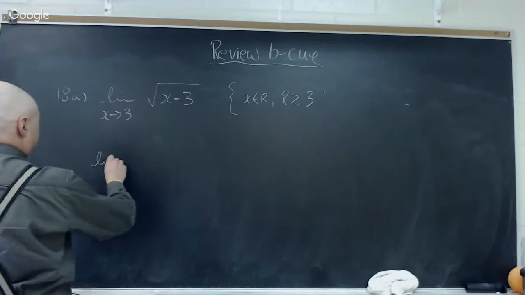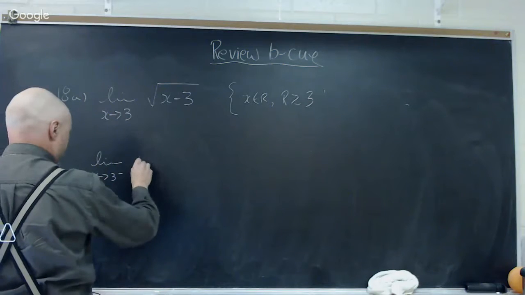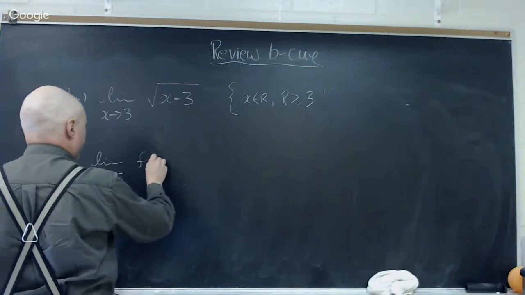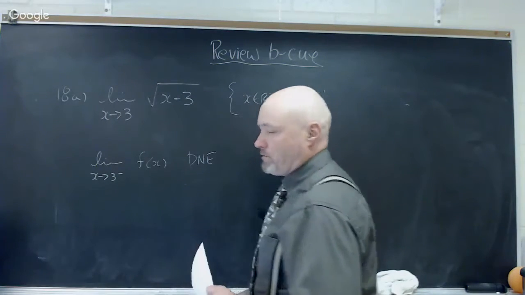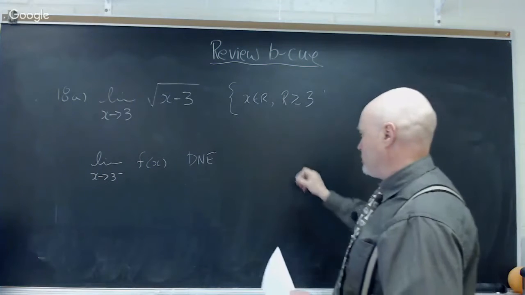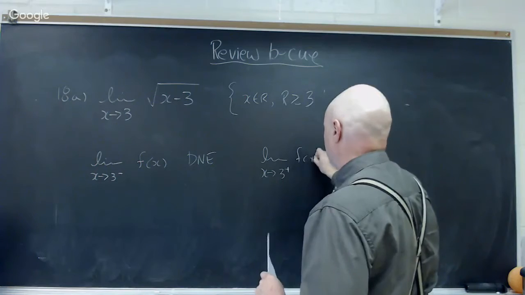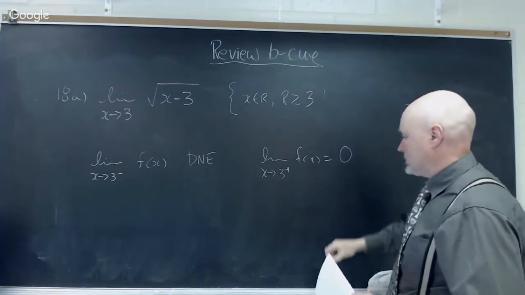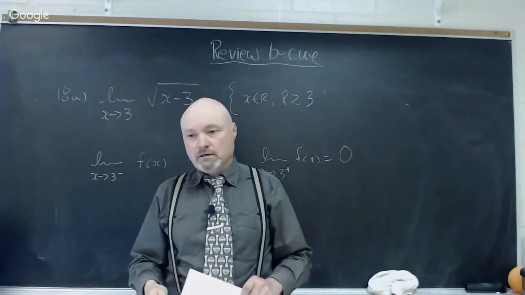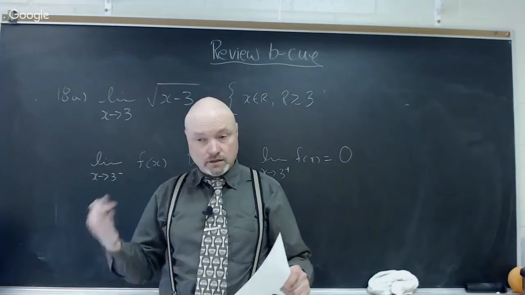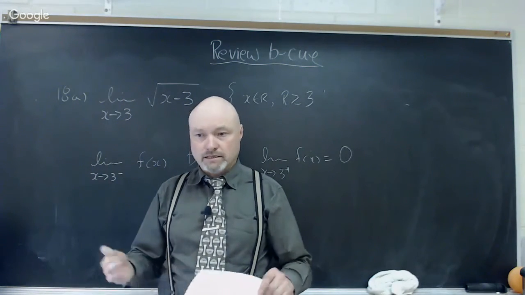So the limit as x approaches 3 from below does not exist. So the limit from below, there's no way for it to equal the limit from above, which is 0. So once again, the limit from below and the limit from above don't equal each other. So that limit does not exist. That's it. That's all the tricks.